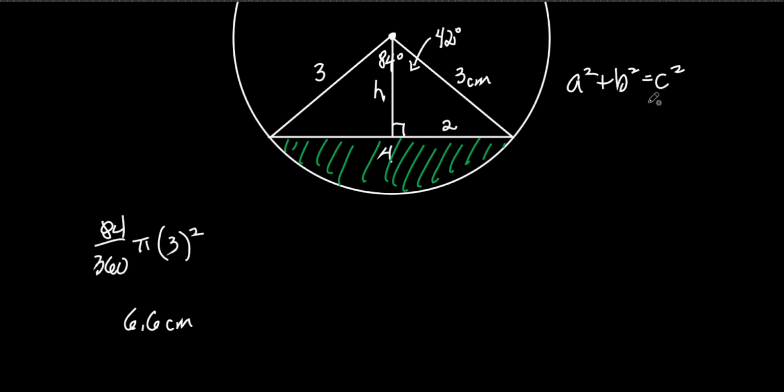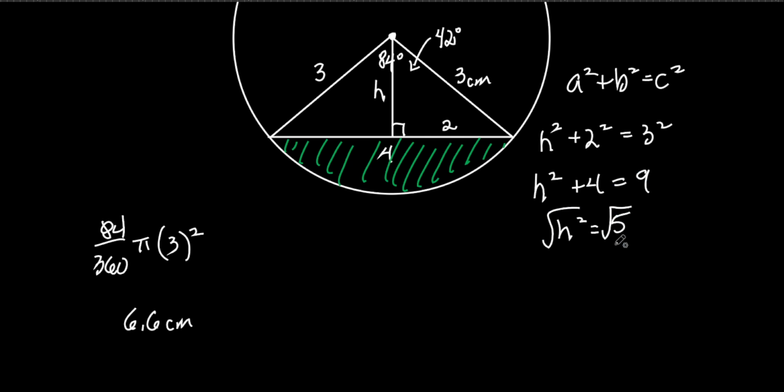So what's my A, my B, and my C? Your A is 2. Well, let's do the H first. You could call it 2, it doesn't matter. So here's the H, or there's the A. This is the B. And then what's the C? The 3. And let's do the math. So H squared, what's this going to be? 4. Plus 4, what's that going to be? 9. So H squared is what? 5. So I square root both sides. So H is the square root of 5.